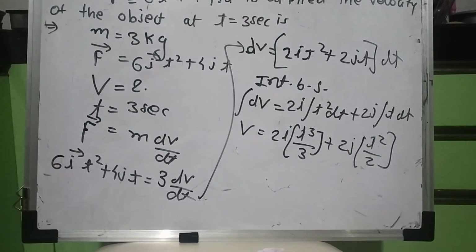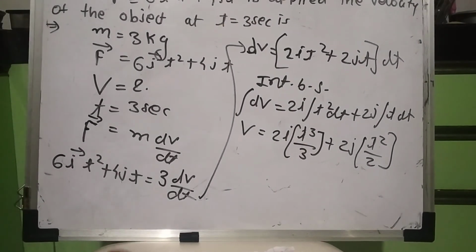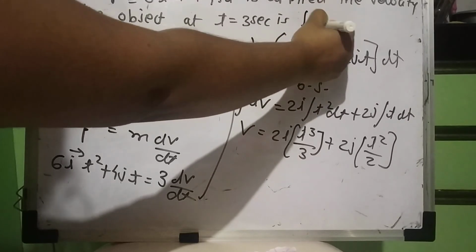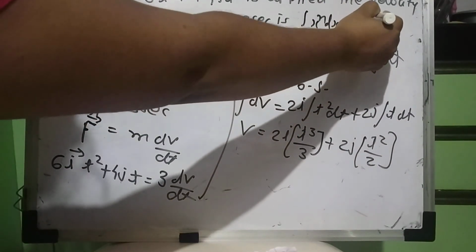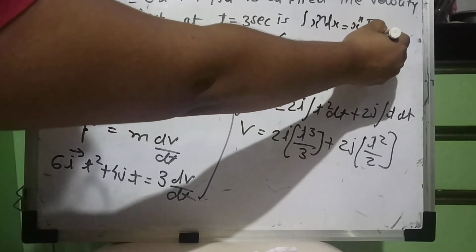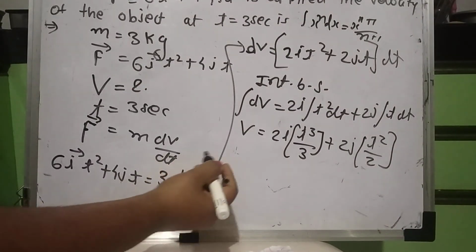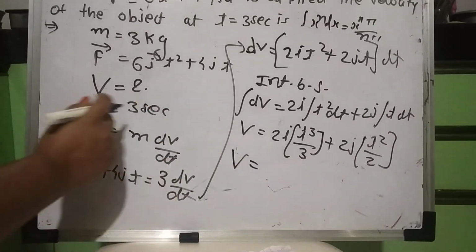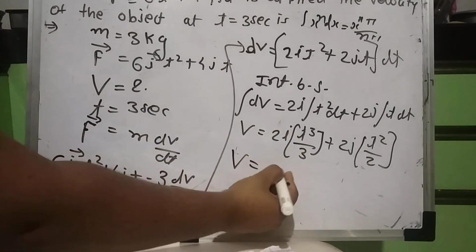Which formula is used there? It is integration of x raised to the power n dx is equal to what? x raised to the power n plus 1 divided by n plus 1. By using this formula we can calculate the integration of t square and t. After that, put the value of t. Given t = 3 seconds.